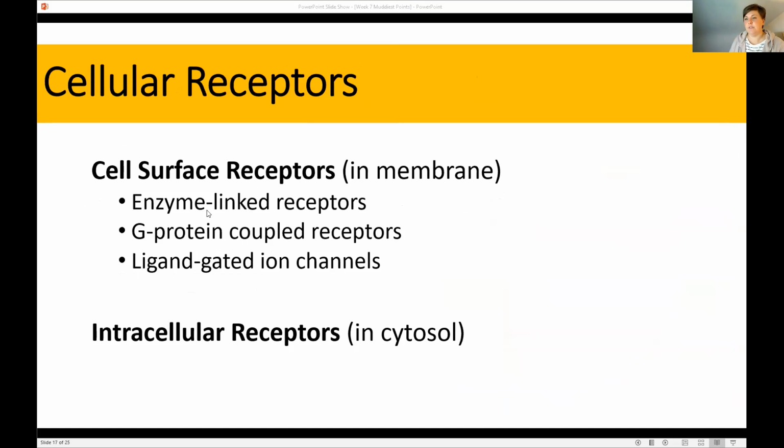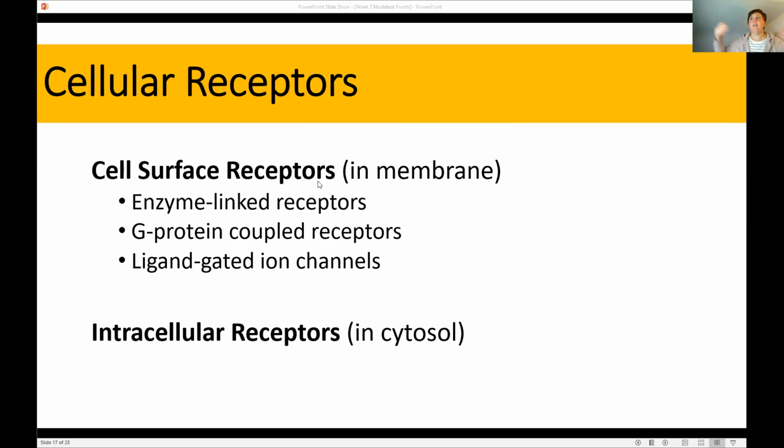G protein coupled receptors are just like, when a ligand binds a receptor, it associates with another membrane protein and sets off a signaling cascade. Ligand-gated ion channels are ion channels that are closed, but when a ligand binds them, they open up to let whatever inside the cell.